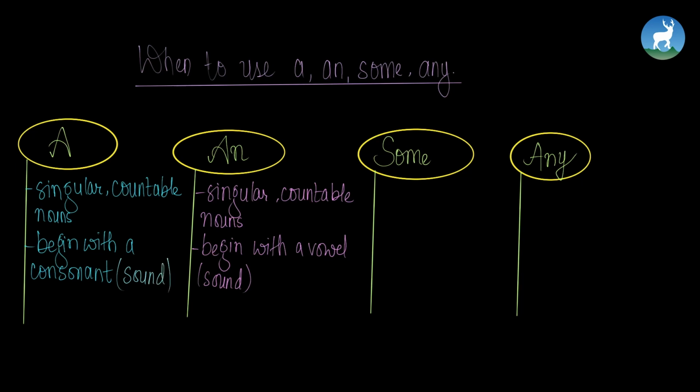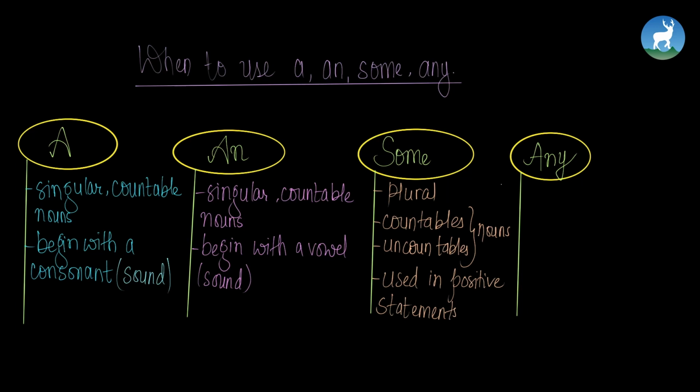Now, let's see when do we use some. Some can be used with plural countable nouns and also uncountable nouns. So the nouns should be plural. It can be countables or uncountables in case of nouns, right? So here we should understand that some is usually used in positive statements.